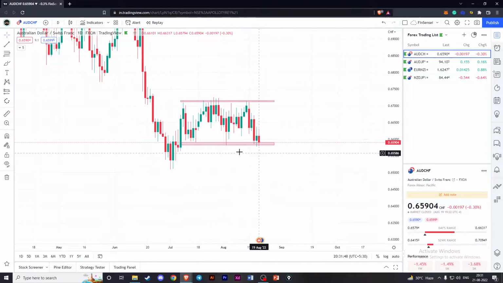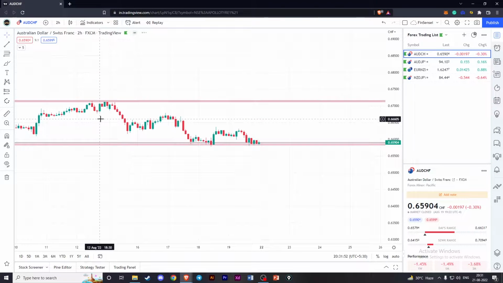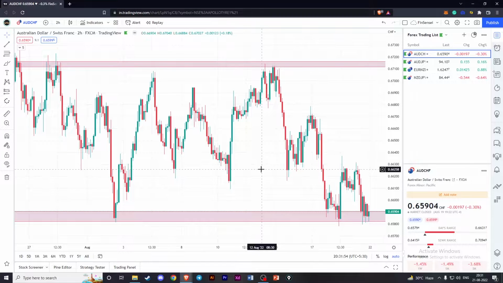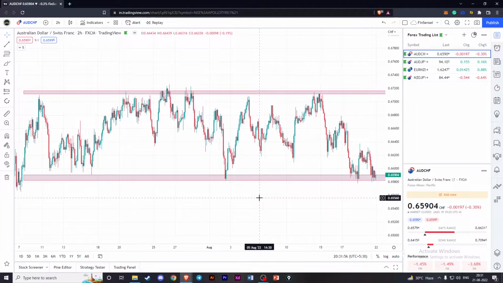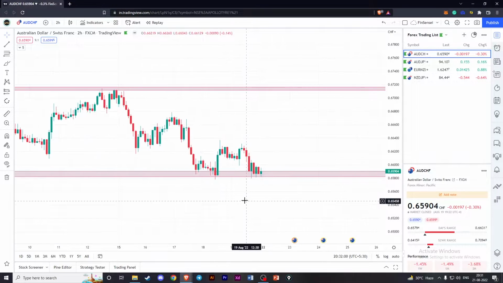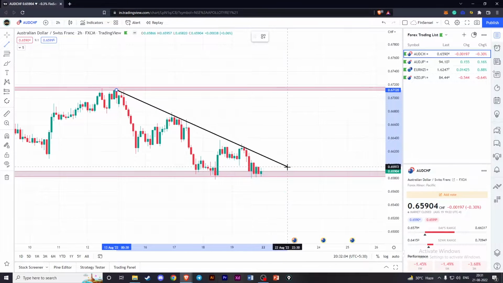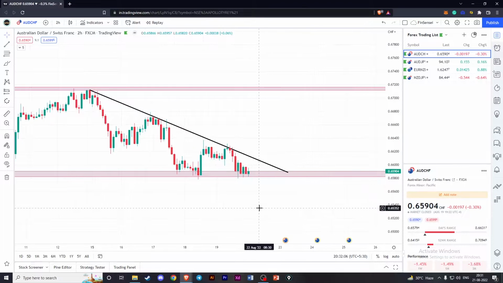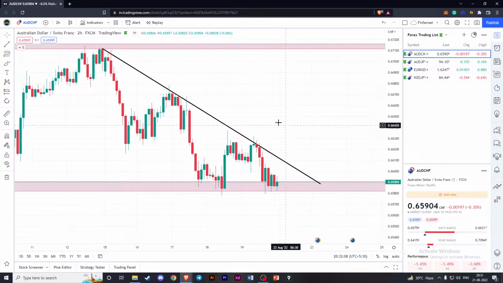The first pair we have today is the Australian dollar versus the Swiss franc. If we switch down to the 2 hour time frame, we can see that it is in a consolidation pattern between a medium to broad range. If we look right here, we can see there is a trend line going on. So to plan our trades, we can plan them accordingly.